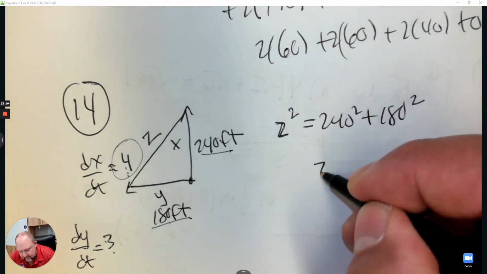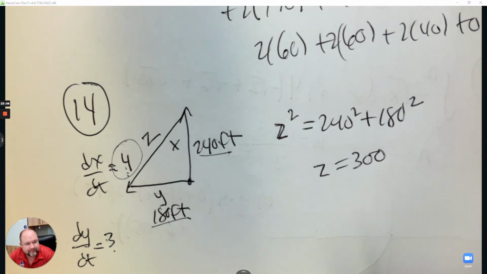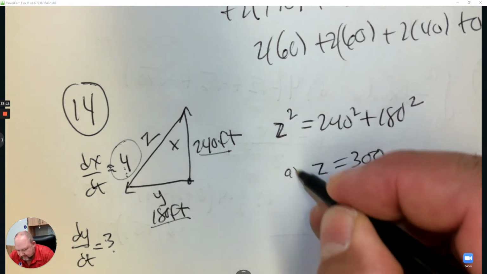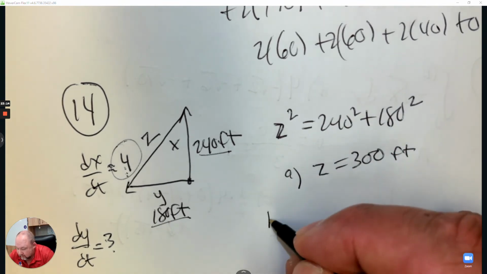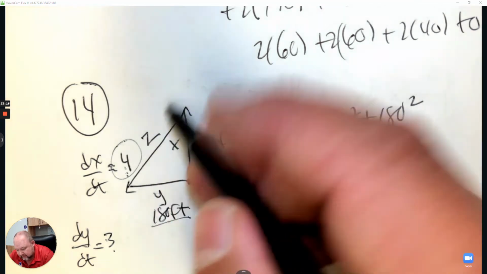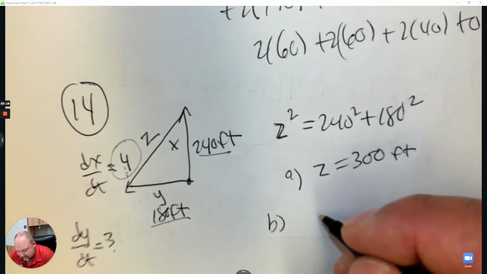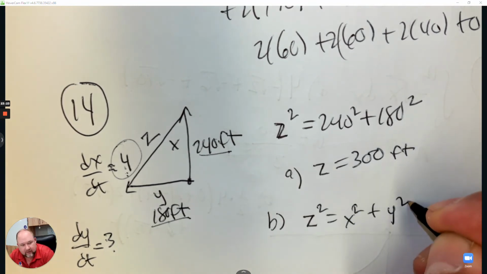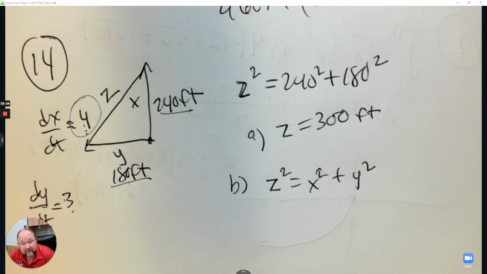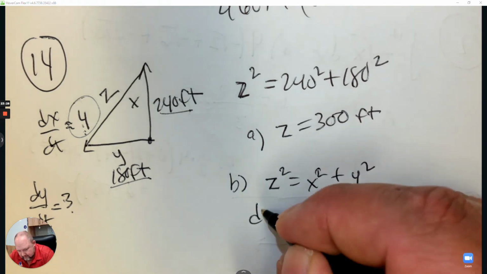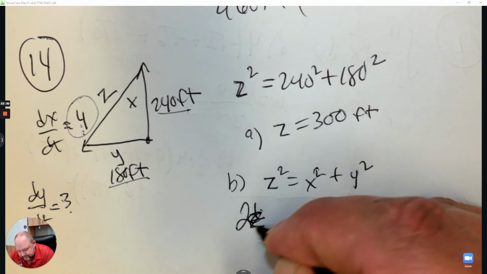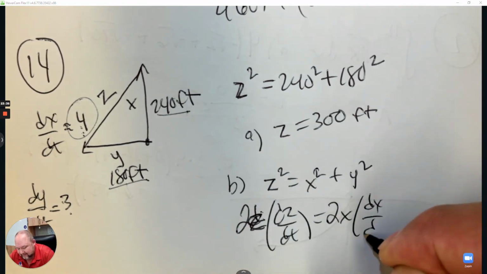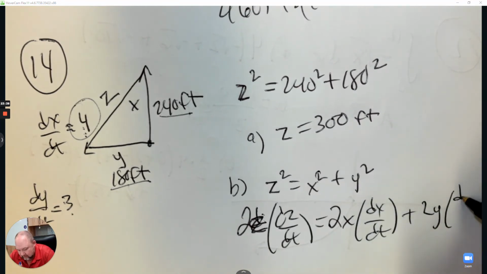So if you solve that, z is equal to 300. The question asks, that's part A. Part B is the rate at which the distance between the two men is changing. So dz/dt. So I have z squared is equal to x squared plus y squared. That's the Pythagorean theorem. Then I'm going to take the derivative with respect to time. So 2z dz/dt = 2x dx/dt + 2y dy/dt.